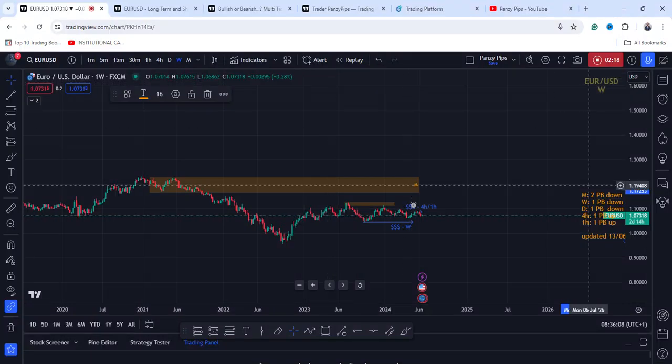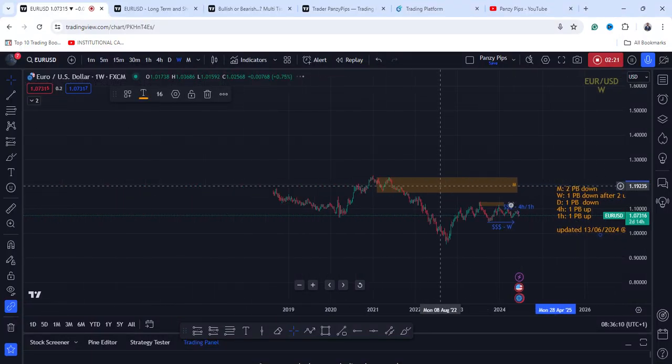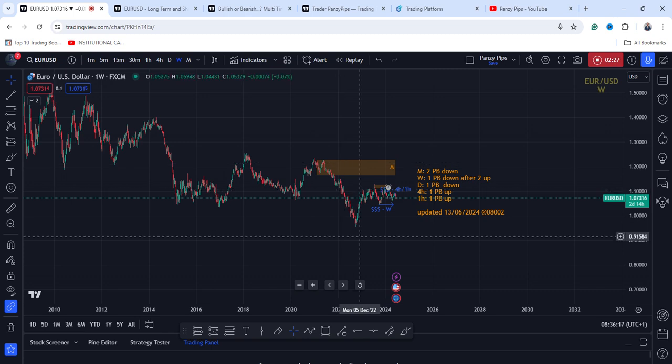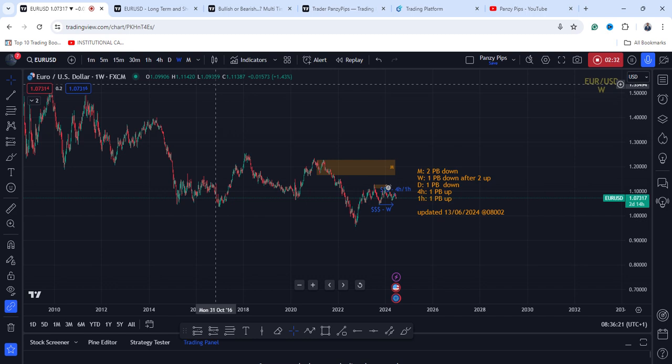Let's move on to the weekly now. The weekly, what do we have? Now, let's not forget that on the monthly, we marked that zone. We expect prices to come all the way back into that zone and then push bearish to take out the levels. So let's look at the weekly. On the weekly, what do we have?